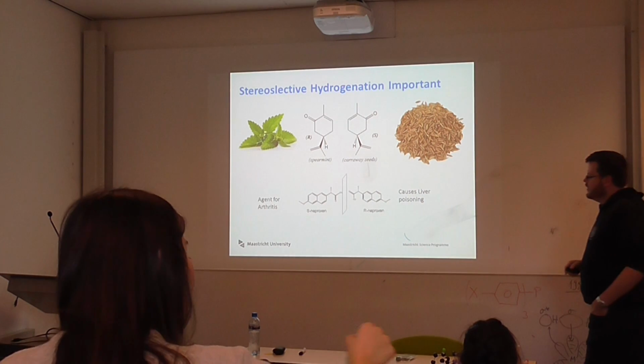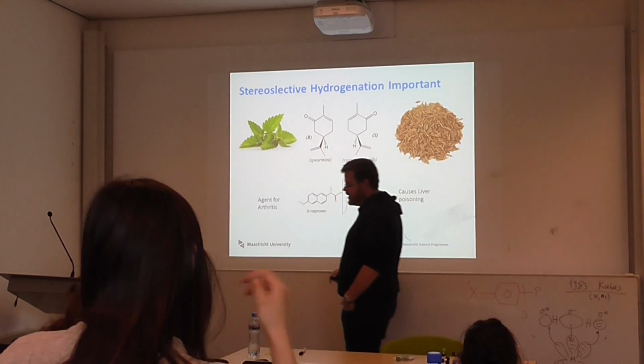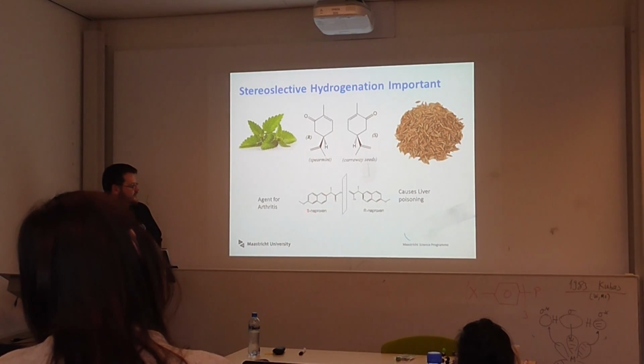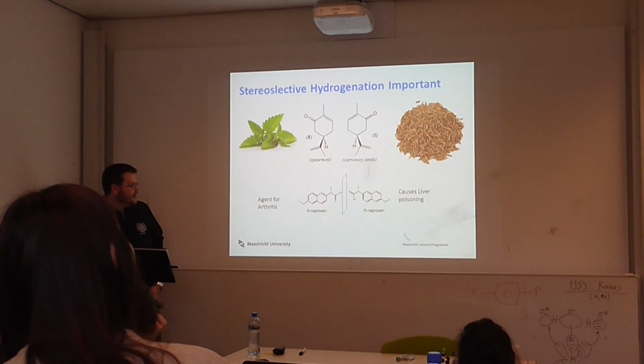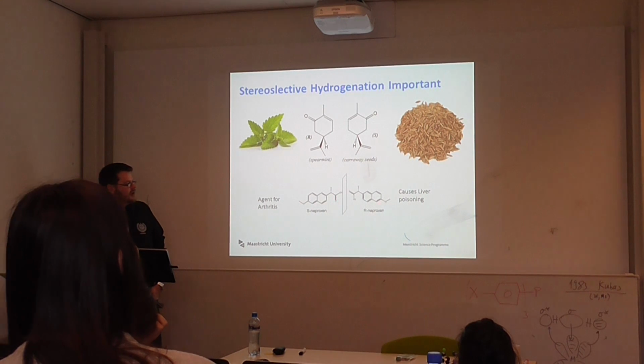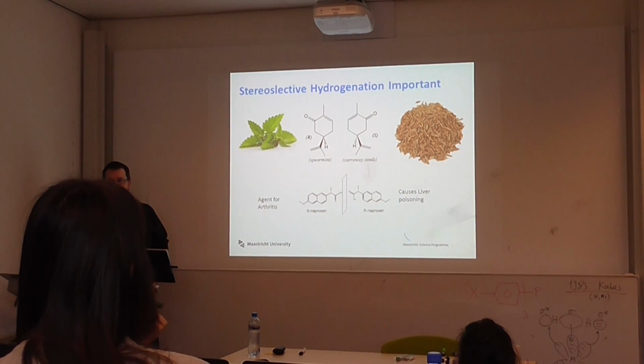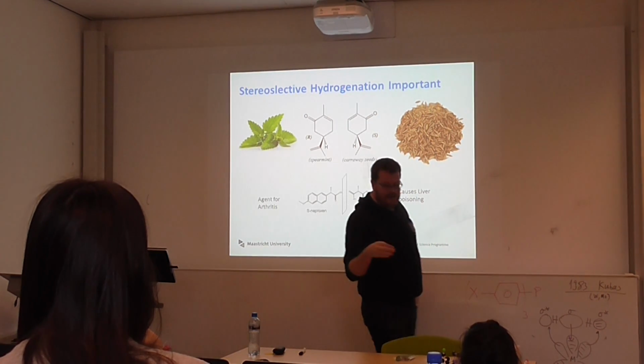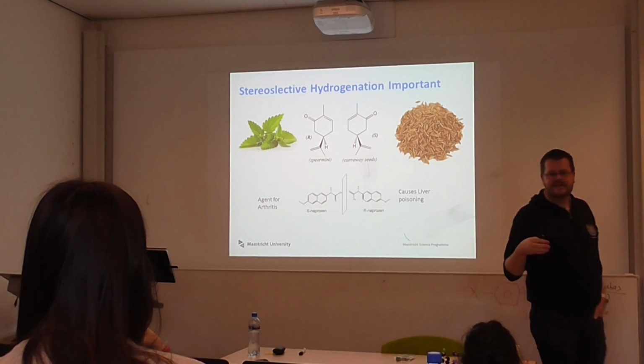Another example, which I think is a little bit more dramatic, is if we look at these two compounds here. This is an agent that is used for treating arthritis, naproxen. Its mirror image isomer, however, causes liver poisoning. Right, so you've got to get this right in pharmaceutical chemistry, otherwise you're liable to cause serious damage.